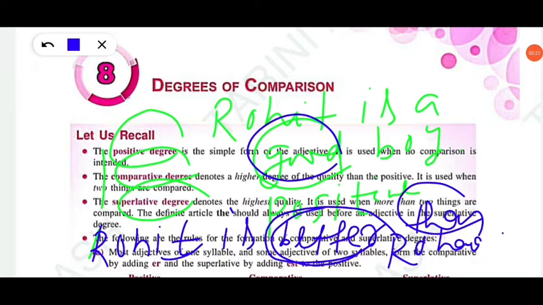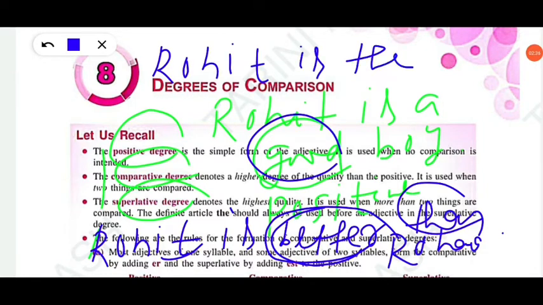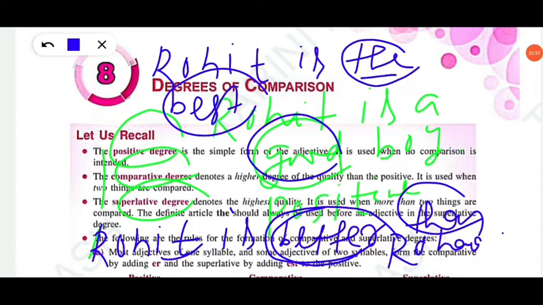If you want to compare one with all others, then you have to use the superlative degree. Using the same example: Rohit is the best boy in the class. Here best is the superlative degree: good, better, best. And in the superlative degree the definite article is used. Rohit is the best boy in the class. That means we compare Rohit with all the students. This is the highest degree. Positive degree, comparative degree, superlative degree.